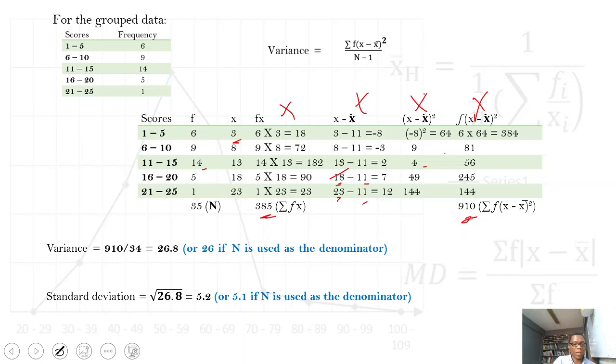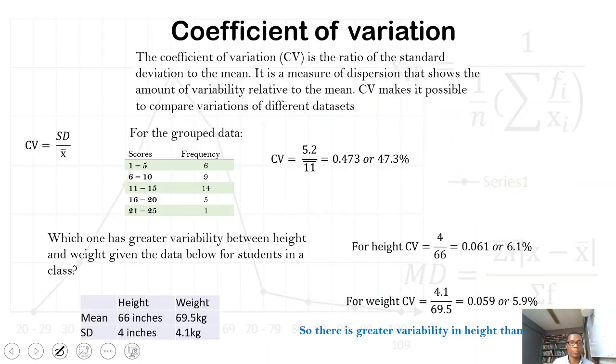And so now that we have our variance, to calculate the standard deviation, we simply find the square root of 26.8, and that gives us a standard deviation of 5.2.